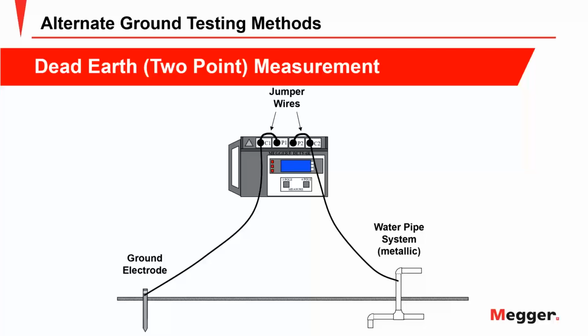So one lead goes to your test ground, the other lead goes out to a convenient point of return. So the water pipe system is a good one to use. Be careful. Some municipalities prohibit this. Sometimes the water company doesn't necessarily like this, but as long as you don't have those caveats, it's a good test to use and is commonly done. And so then you just press your test button and bingo, there's your test result on the display. So pretty easy to do.